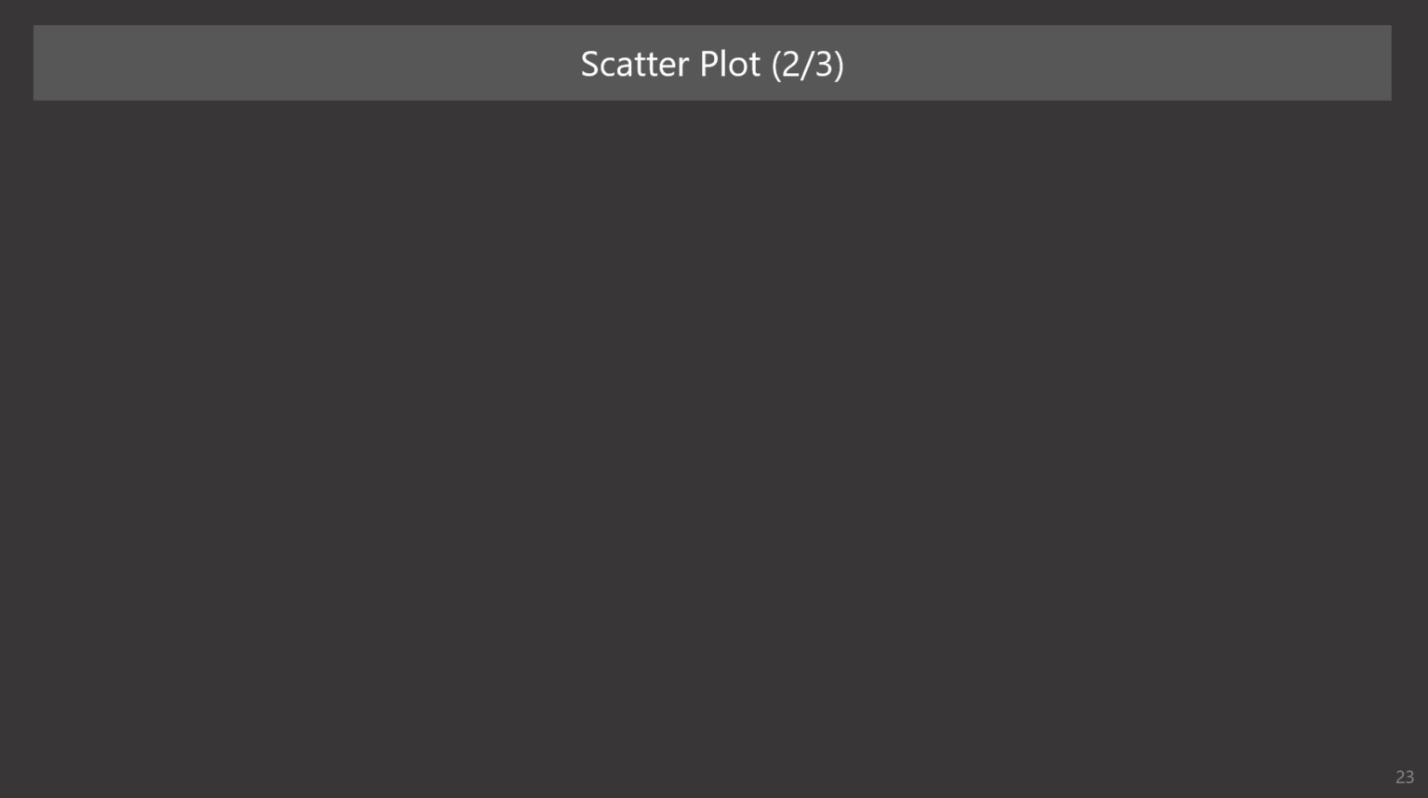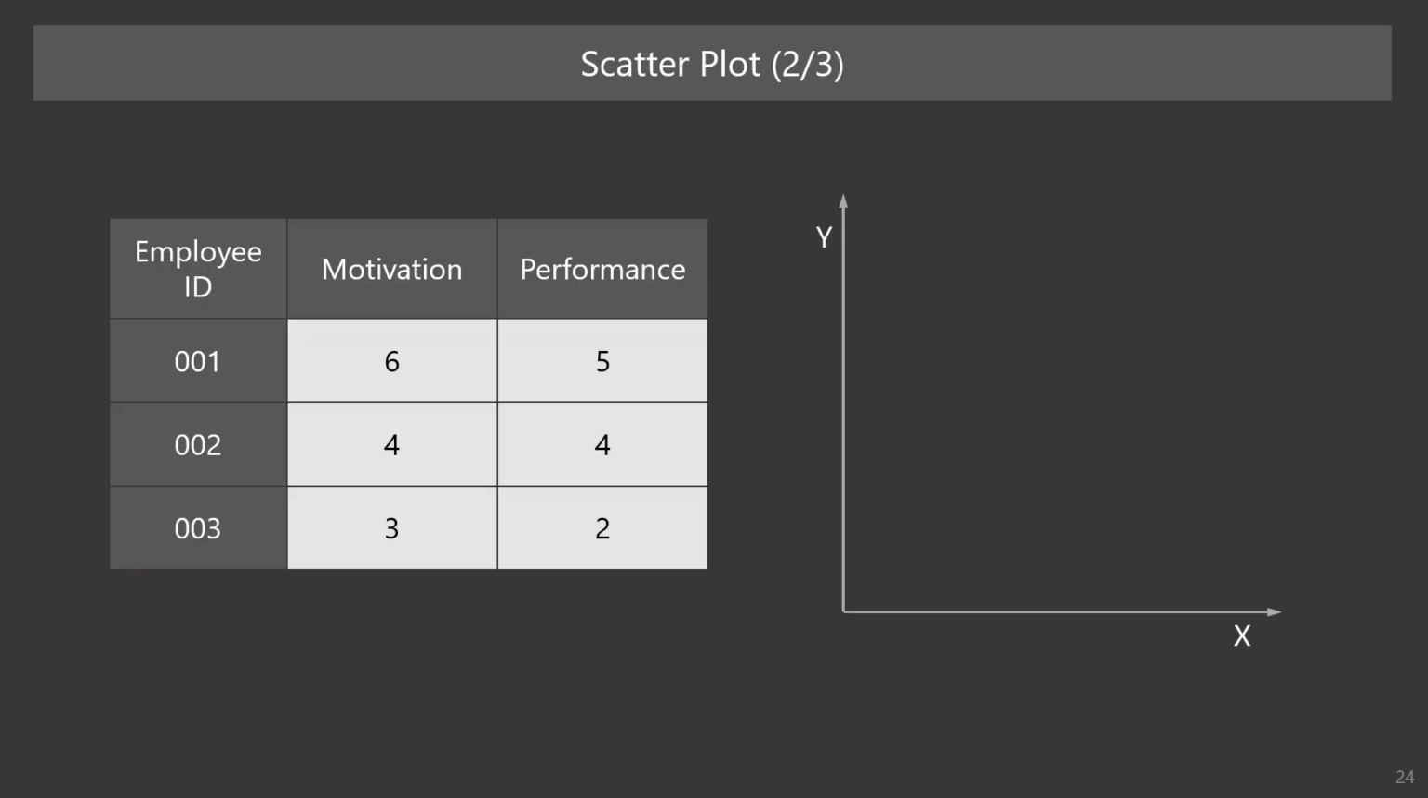Let's see how to create a scatter plot. Suppose we have a dataset that records each employee's motivation level and performance level. Both motivation and performances are measured by 7-point scales. Let's create a scatter plot where the horizontal x-axis represents the motivation level and the vertical y-axis represents the performance level.